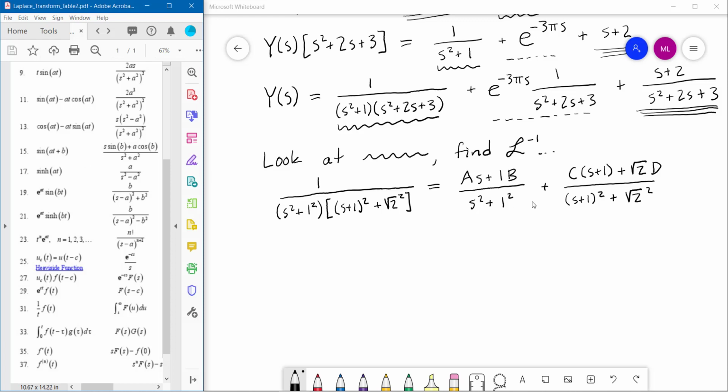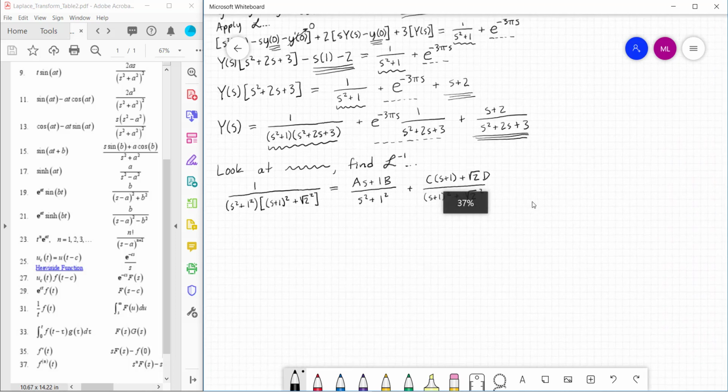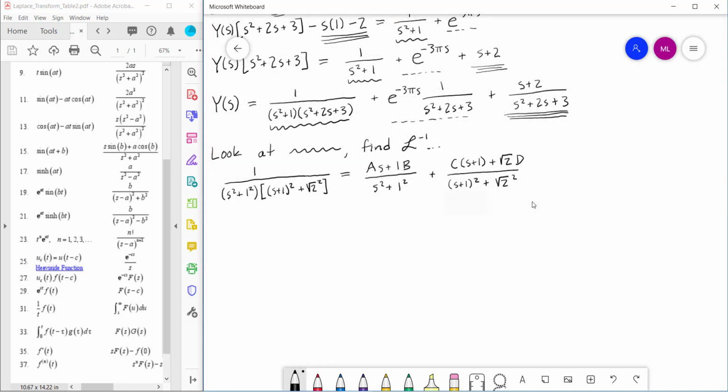So this is what I've done. We want to, again, find our common denominator. We would do that by multiplying top and bottom. Let me just rewrite this here. This first term would look like as plus b over s squared plus 1 times our big ugly mess that we have over here, s plus 1 squared plus root 2 squared. So there's that term over itself.